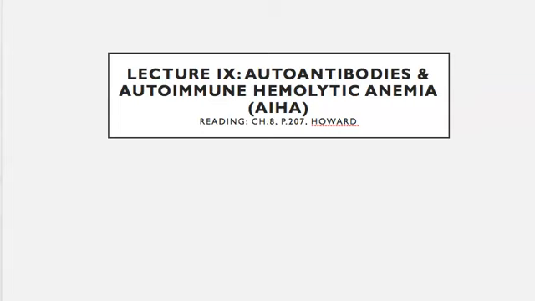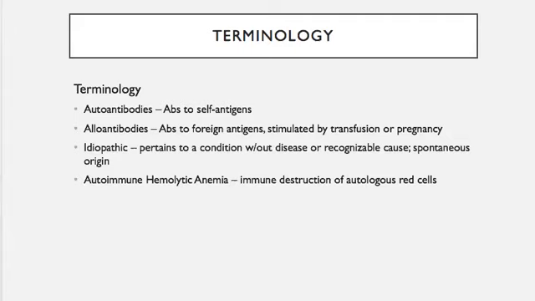In this last lecture video from Unit 3, we're going to be talking about autoantibodies and autoimmune hemolytic anemia. So we'll start with just a little bit of terminology. Autoantibodies, which we've already mentioned previously, is when a patient has antibodies to self-antigens. So they've somehow developed antibodies to antigens that they possess. Alloantibodies are antibodies to foreign antigens, so these are stimulated by either transfusion or pregnancy.